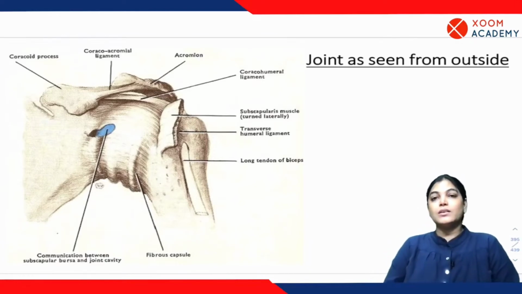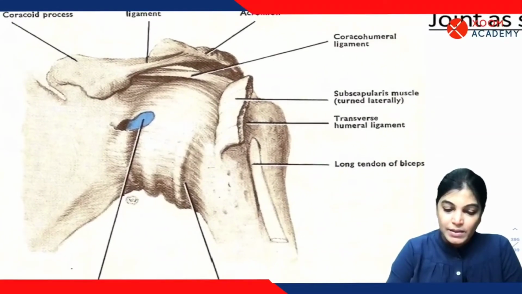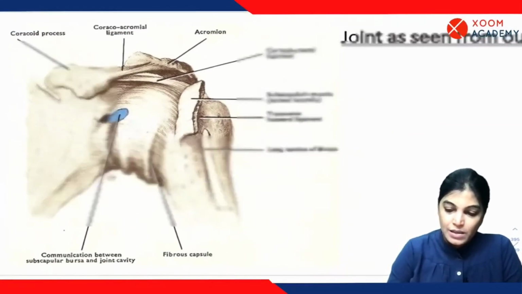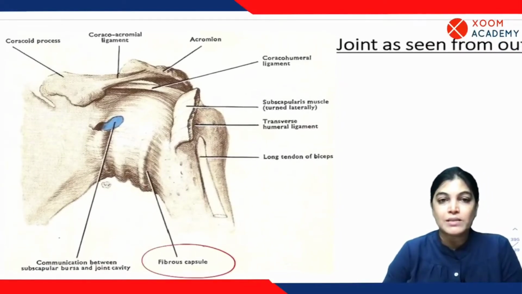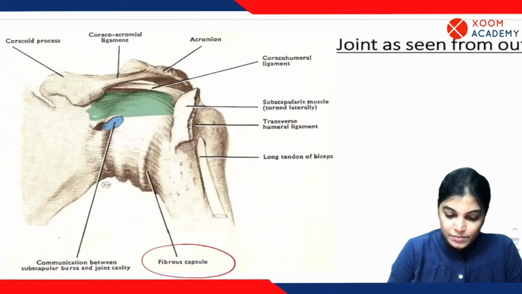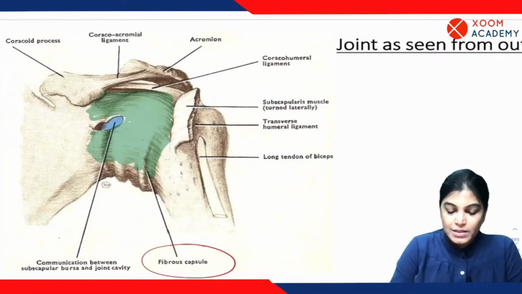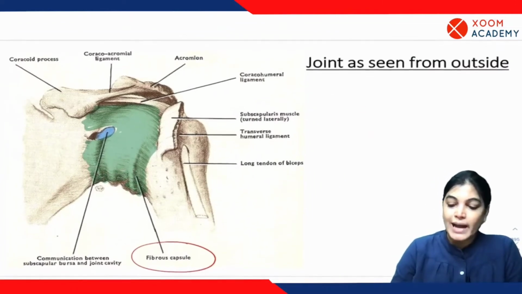We can see the shoulder joint from outside, and one of the important structures visible in this diagram, when you see the shoulder joint from outside, is the fibrous capsule. Here you can see this is the fibrous capsule. Okay, a very important function of this fibrous capsule is giving stability to the shoulder joint. So it is important to know the attachment of fibrous capsule.